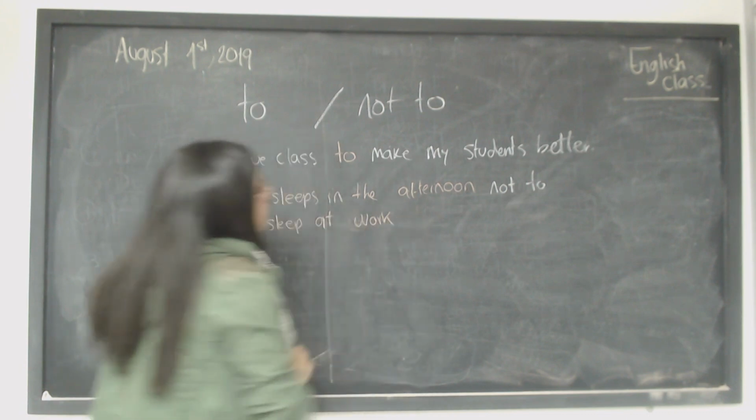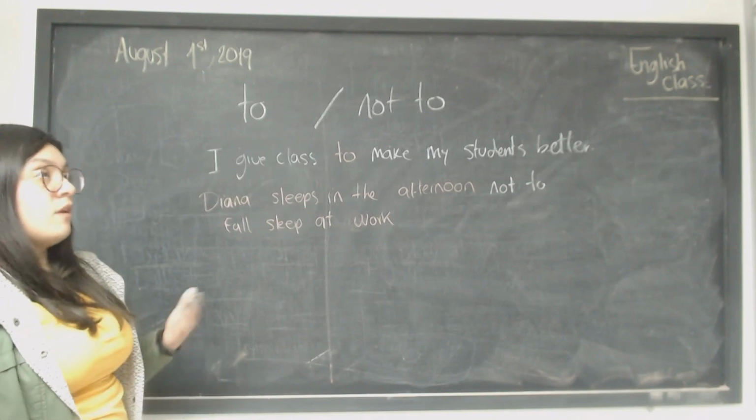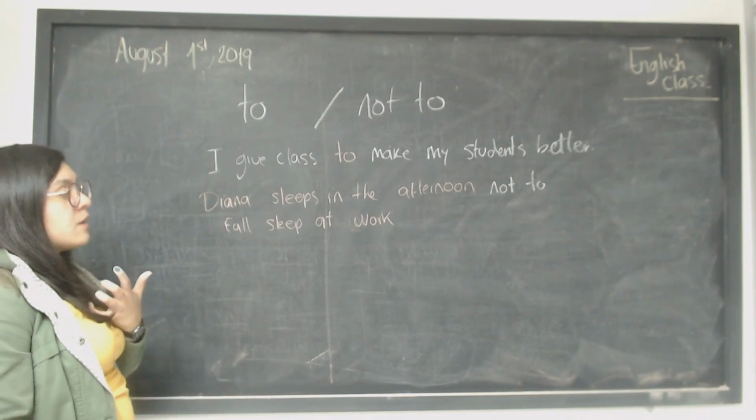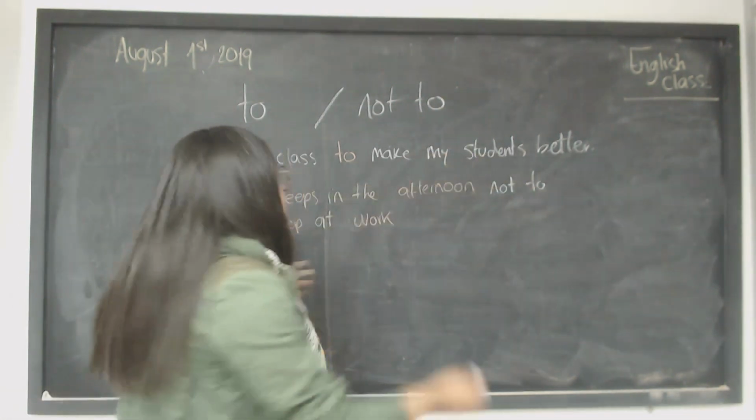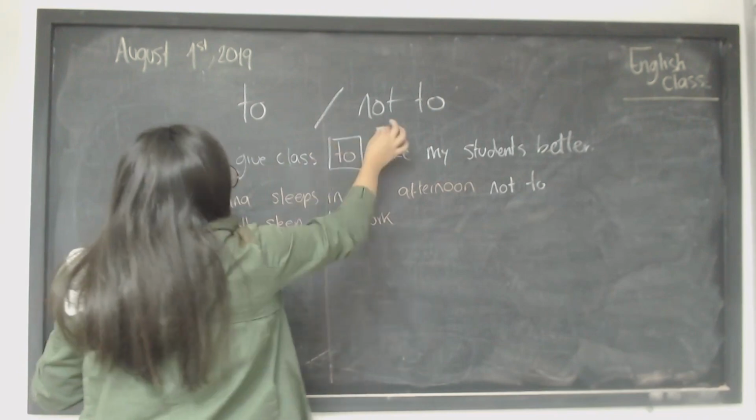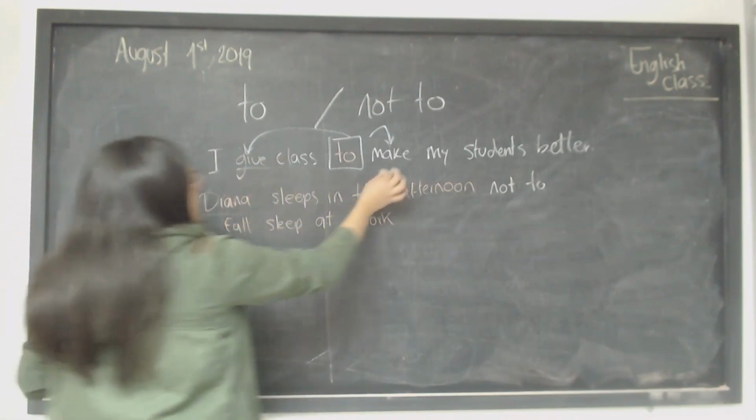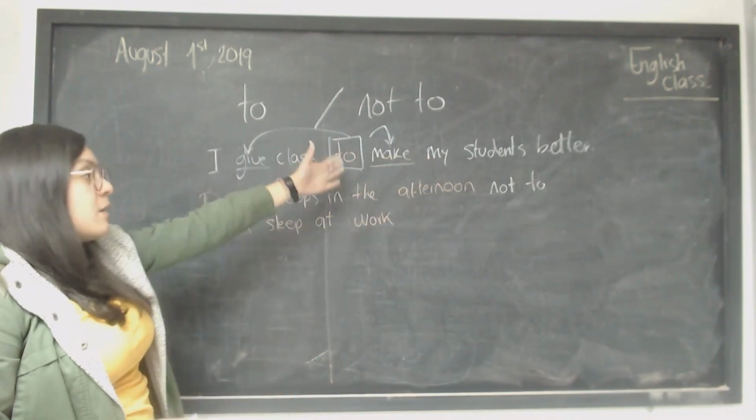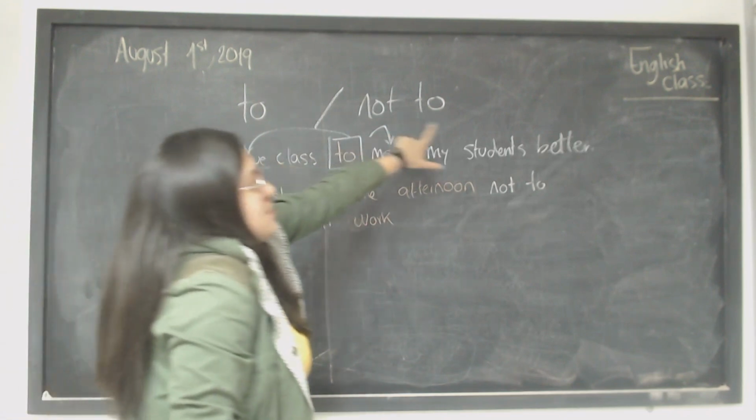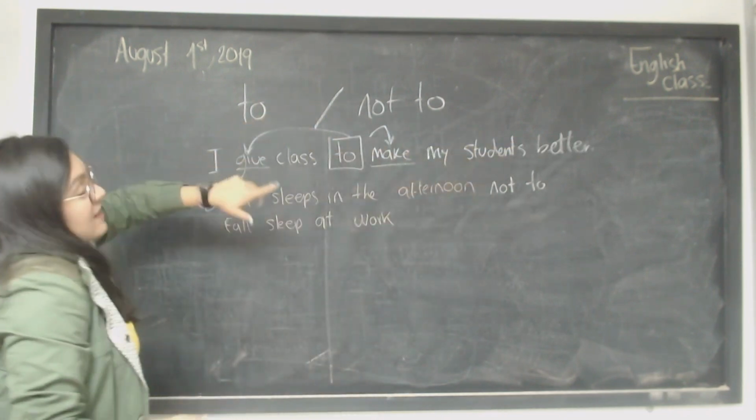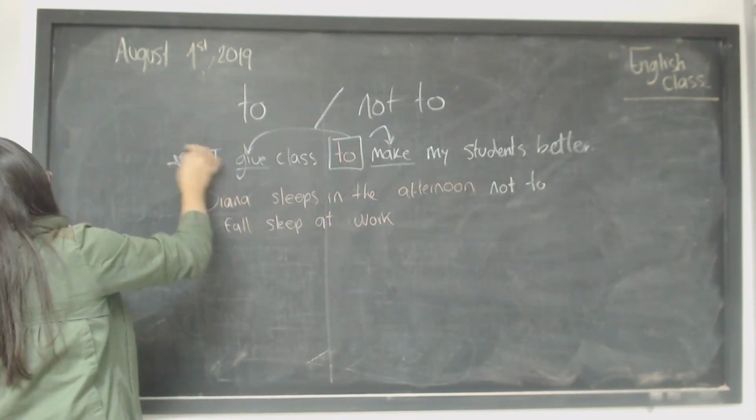So we have two different examples. Tenemos dos ejemplos diferentes. So I give class to make my students better. Yo doy clase para que mis estudiantes se vuelvan mejores. So to is the connection between this one and this one. La conexión entre give and make. Okay? So make my students better is the reason why I'm giving them class. Pero que mis estudiantes sean mejores es la razón por la cual yo doy clase. Okay? So this one is the first one. It's kind of cursi, you know.